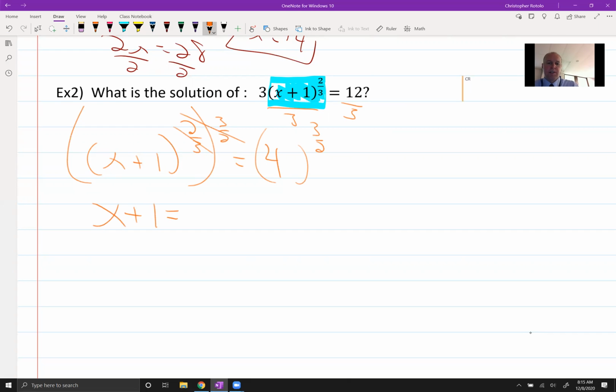And here's what we're going to do. We're going to take the square root, right? The square root of 4 gets me to 2. 2 to the third is then 8. And then we'll subtract the 1, so x equals 7. Right? Don't believe me? Plug it in.